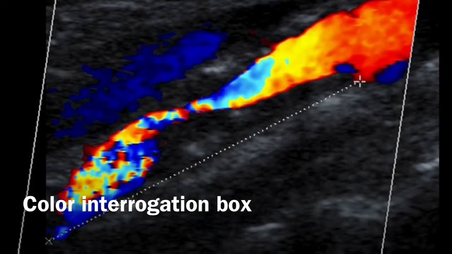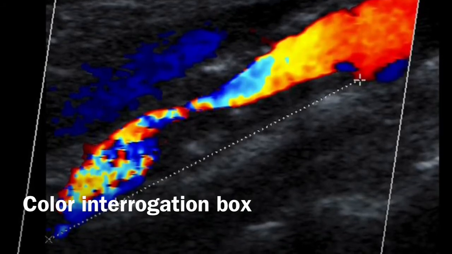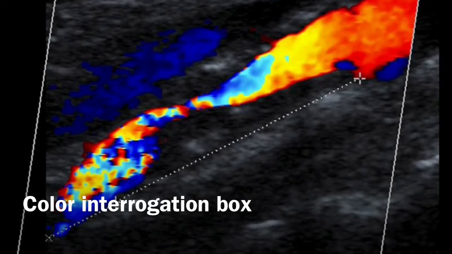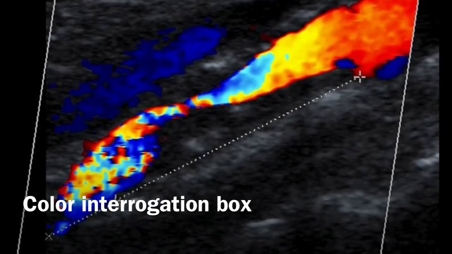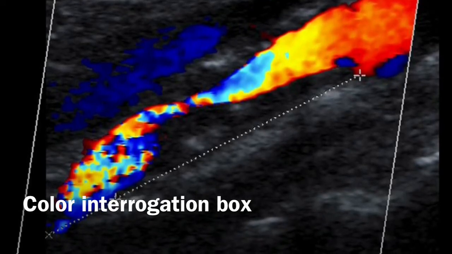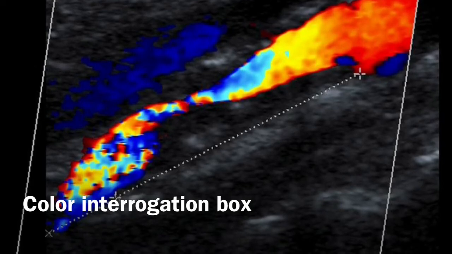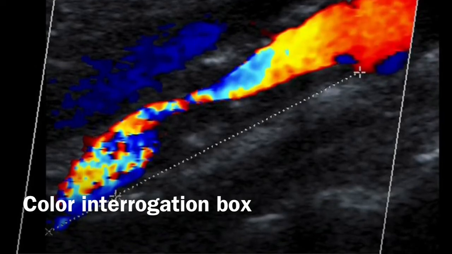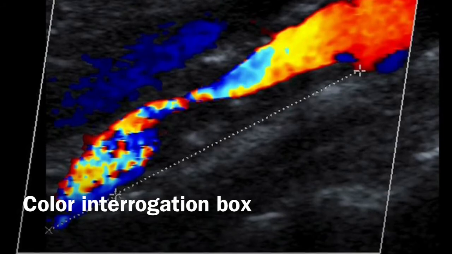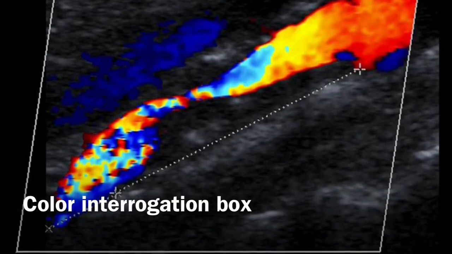A box appears on choosing the color Doppler option. The walls of this box should be more or less parallel to the blood vessel that's examined. The color appearing in the box means there's flow. Its color relates to the direction, red being towards the transmitted waves and blue means away.